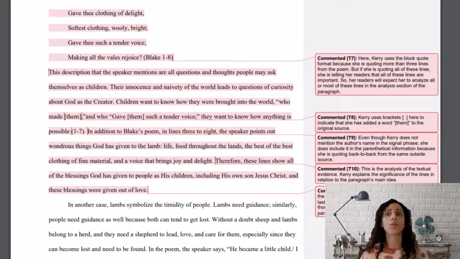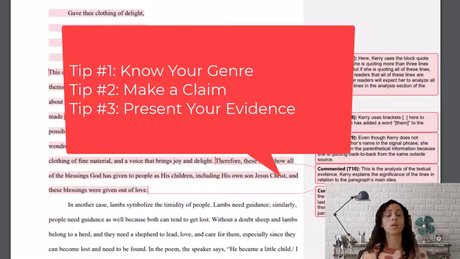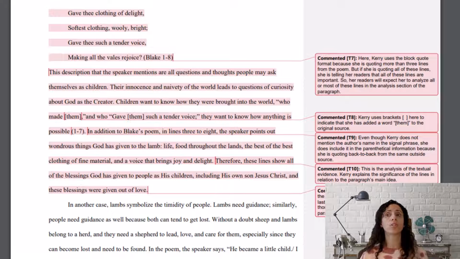Well, these are the 3 quick tips for writing an effective essay. Tip 1, know your genre. Tip 2, make your claim. Tip 3, present your evidence. When you think you're finished, be sure to use the MLA checklist at the end of the essay's instructions to make sure you're following the MLA format.